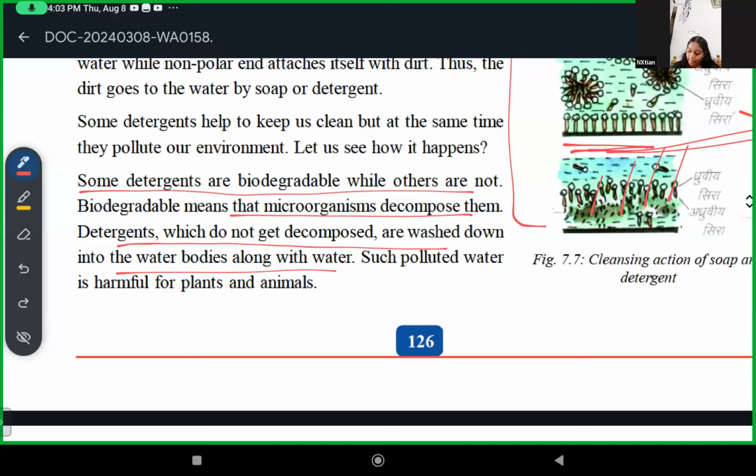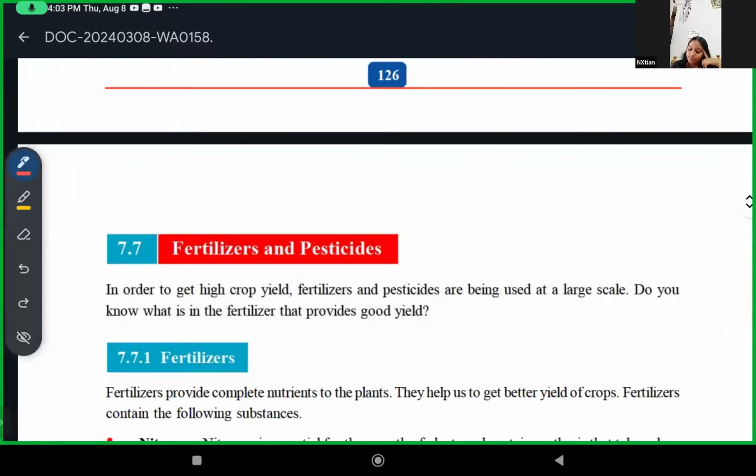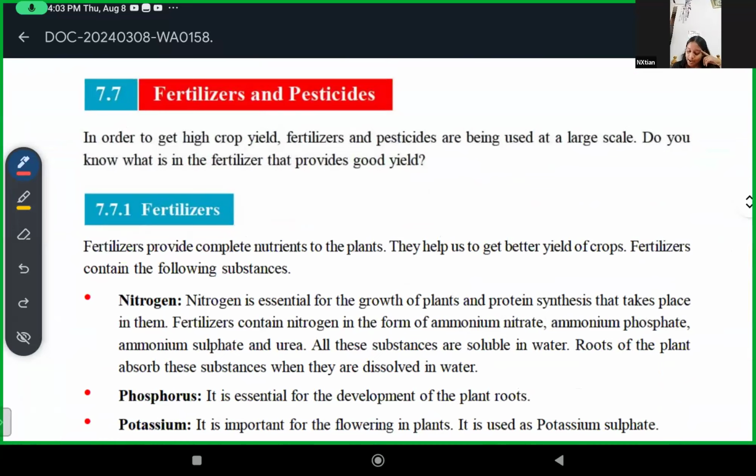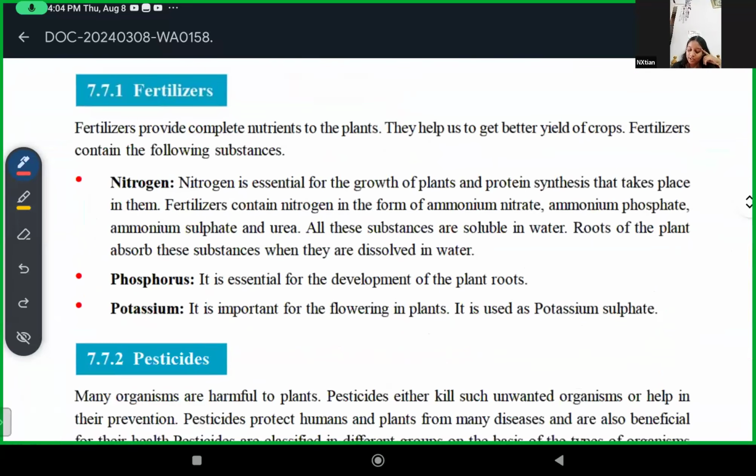That way, it pollutes the water, which is harmful for plants and animals. Then we have fertilizers and pesticides. Okay, so let's talk about fertilizers first. Now, fertilizers provide complete nutrients to the plants.